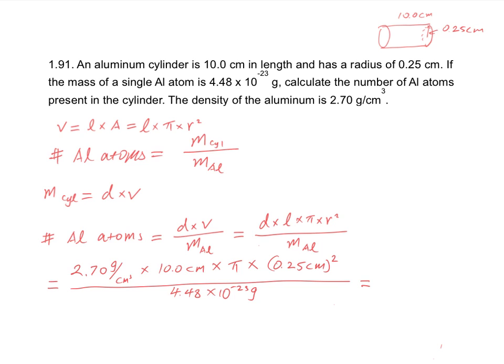Now pay attention to the sig figs. We have 3 sig figs here, 3 sig figs here. Pi is a constant, we can take as many as we want, and we have only 2 sig figs from the radius and 3 here. So as the final answer, we can only keep 2 sig figs. After the total calculation, we finally got 1.2 times 10 to the 23rd aluminum atoms. And that's the end of the problem.